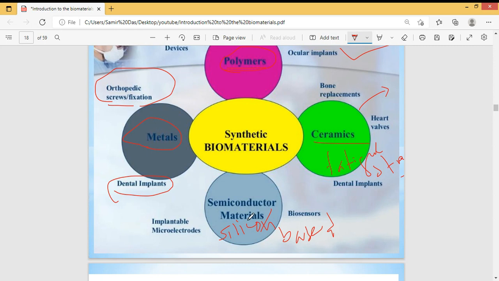Now coming to the silicon biomaterials. Those are used as biosensors, microelectrodes, and some kinds of skin grafting. For semiconductor biomaterials, they are basically used for micro devices.